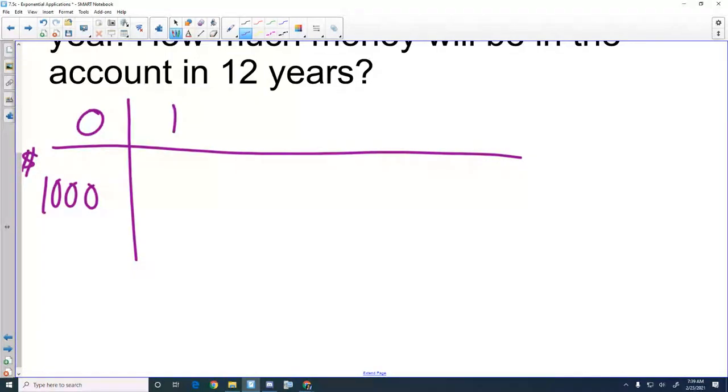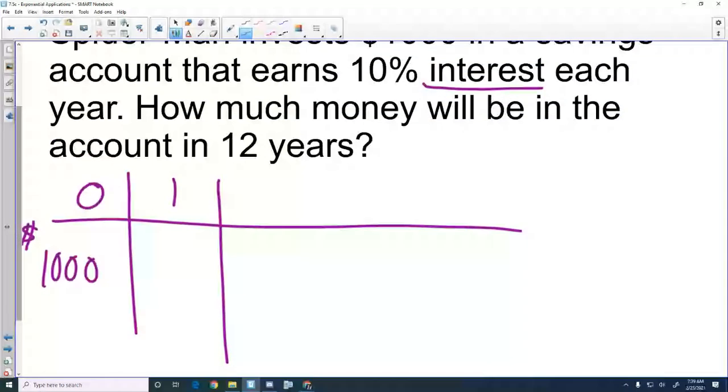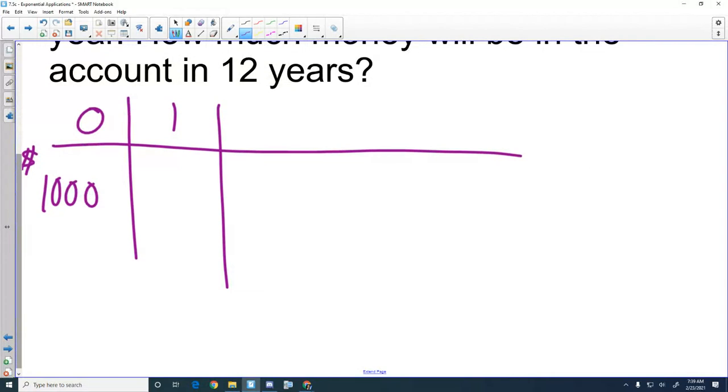In 1 year, I'm going to gain 10% interest. That means I'm going to take 10% of that $1,000, which, what is that? What is 10% of 1,000? Does anybody know? It's $100, right? So I'm going to get $100 of interest after that first year. So now the total amount in my bank account is $1,100. I got $100 for free. I didn't do a thing. I just left that money alone, and now there's more.